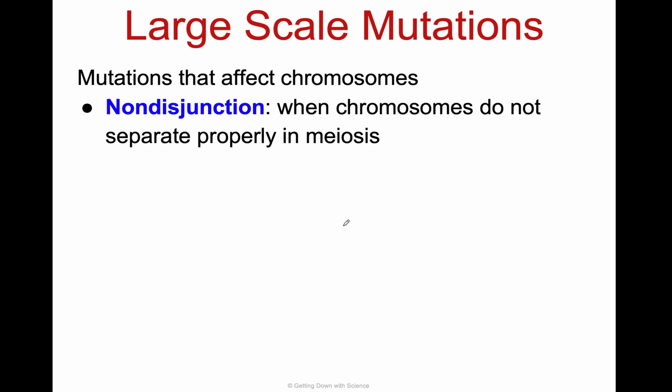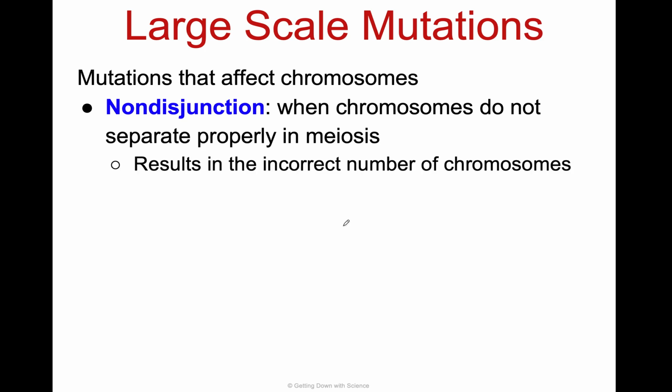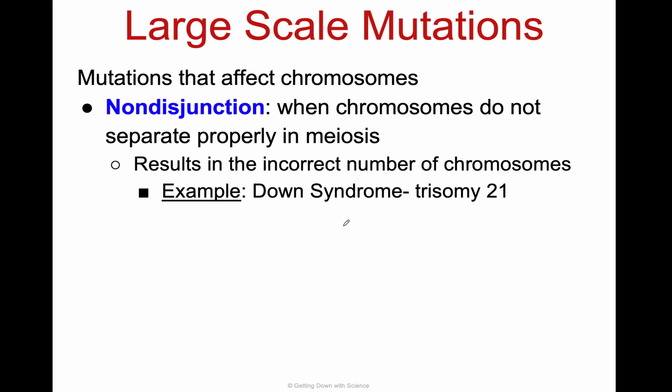Non-disjunction. These are when the chromosomes don't separate properly in meiosis. It results in an incorrect number of chromosomes. The perfect example of this is Down syndrome. That's when you have 3 chromosomes at location 21, and it's caused by non-disjunction in meiosis, right?